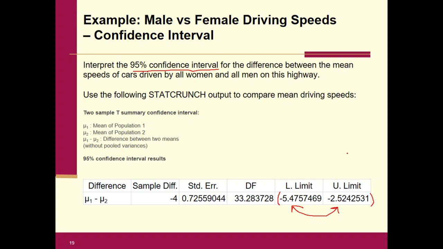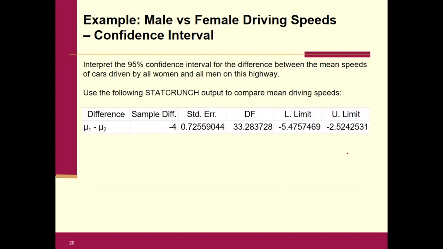It's entirely negative. Since the entire confidence interval is negative, we can infer what? Mu1 is less than mu2. Mu2 is the greater number. Remember, this is certainly not mu1. This is certainly not mu2. This is the difference between mu1 and mu2. And if we have an entirely negative confidence interval, that's telling us mu1 is less than mu2, or if you prefer, mu2 is greater than mu1. However you want to think of it.